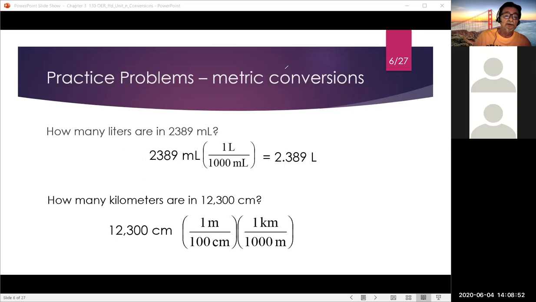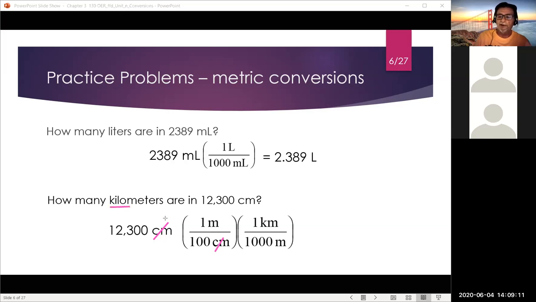You can see here that centimeters cancel out. That leaves me with the units of meters if I were to stop the calculation at this point. But I'm asked to go to kilometers. That's the problem, so I need one more factor. I need a factor that will cancel my meters, so my next factor will be that 1 kilometer is equal to 1,000 meters. So I set that problem up.